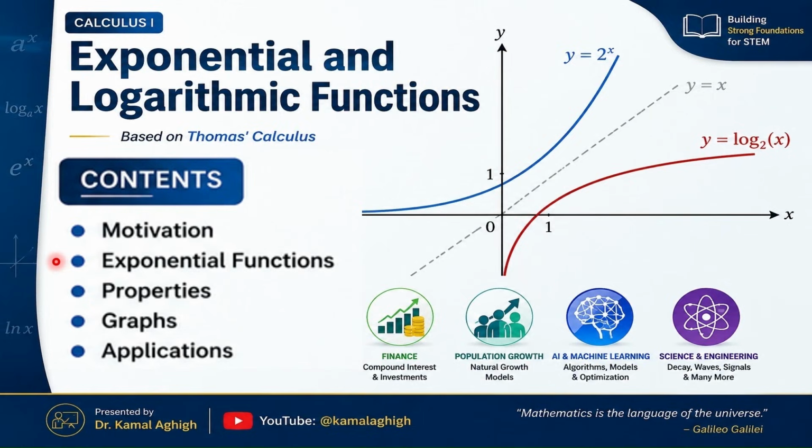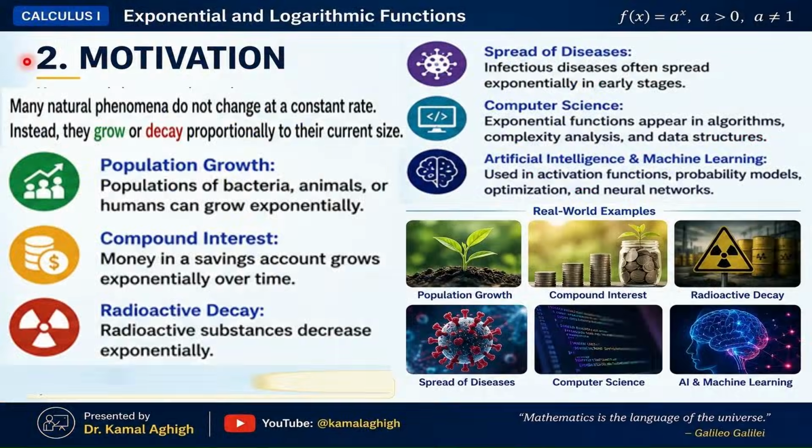Let's begin by understanding why exponential functions are so important. Many quantities in nature do not change by adding the same amount over equal time intervals. Instead, they change by multiplying by a constant factor. This type of behavior is called exponential growth or exponential decay. For example, a population may double every few years.